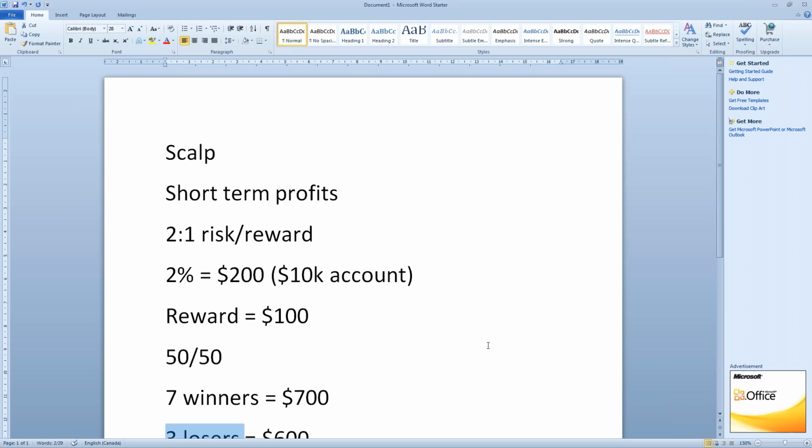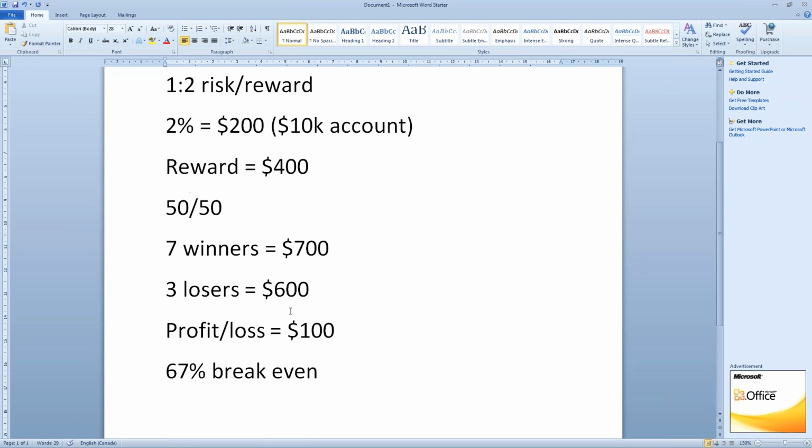Now let's go to the other scenario where we're going to look for longer term profits. Because we're looking for bigger profits, we're going to flip this. We're going to go with the traditional get twice the reward for your risk. So we're still risking $200, because that's 2% of our trading capital, but now we're going to look for a $400 winner. So how will that work out?